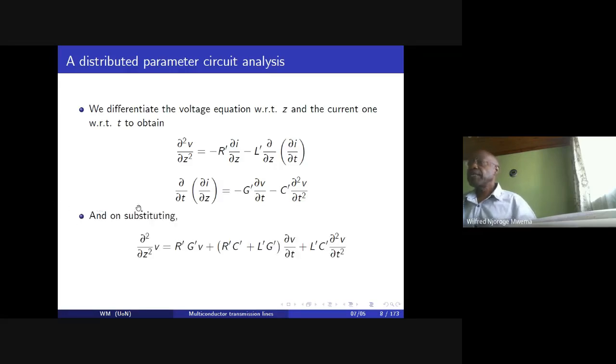And therefore, if we substitute the value of dI/dt, that is from down here, in this equation here, we get that d²V/dz² is equal to the product of the resistance and conductance multiplied by the voltage.